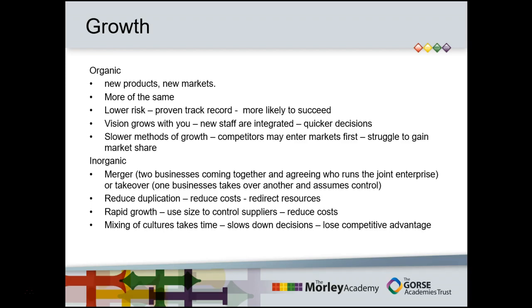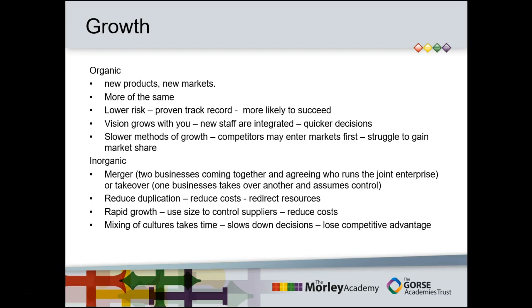Very, very quickly, organic growth can come in two forms: new products or new markets. So it's a business doing what it's always done traditionally, more of the same. If you're a technology business, more technology. If you're a food business, more food. But essentially, it will be businesses who will either change the products that they currently sell in order to grow, meet new customer needs, or they will look for new markets.